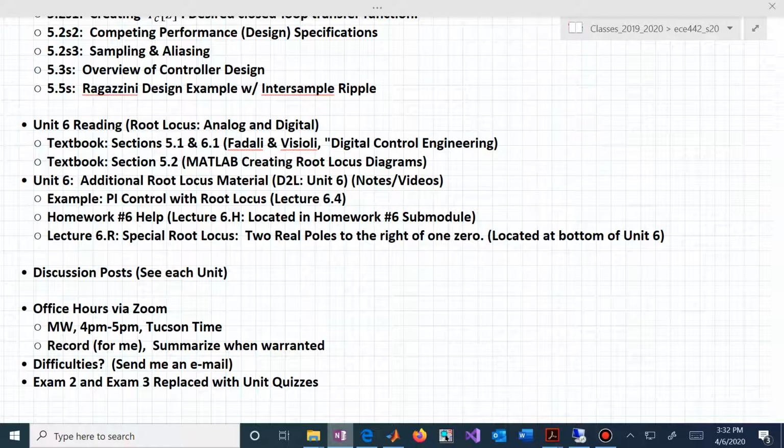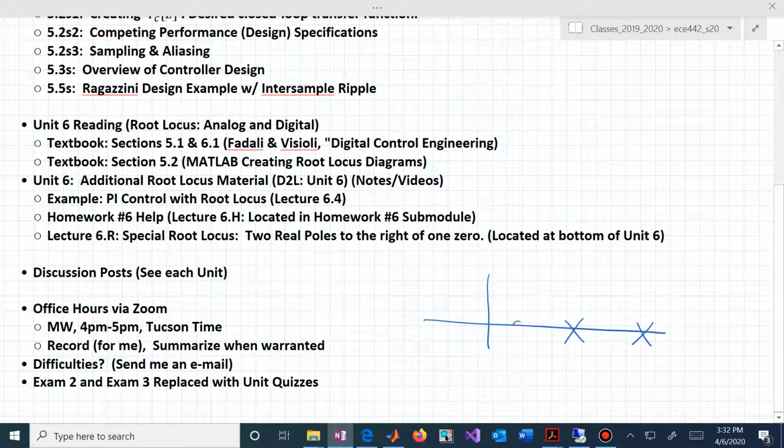And finally, at the very bottom of the Unit 6 page is, this isn't a joke, 2 real poles to the right of 1 0. You might think that's the lead-in phrase to a joke, but it's not. It's 2 real poles to the right of 1 0, and what do I mean by that? Now I'm meaning we have 2 poles here, and they are to the right of 1 0. That's what I'm meaning for Lecture 6R, and that's the special root locus that is associated with that particular pole 0 pattern.